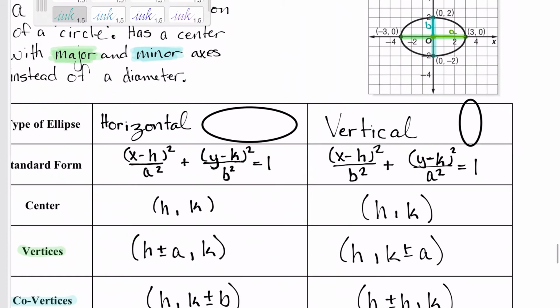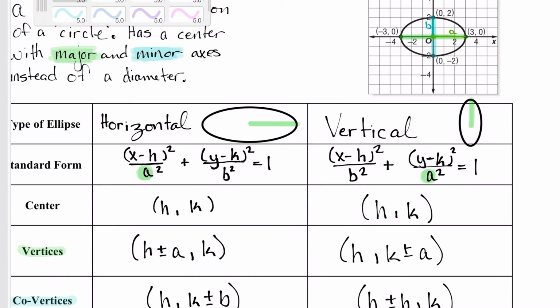When we're doing these, that A and B come from this equation. Here, the A, I like to think of it as alpha, the big dog. It's always going to be the larger number. So we know it's going to be a taller ellipse if the larger number is underneath the Y, and a wider ellipse if that larger number is underneath the X.